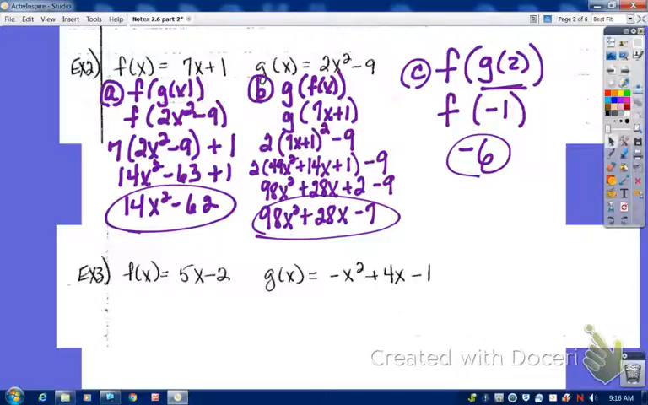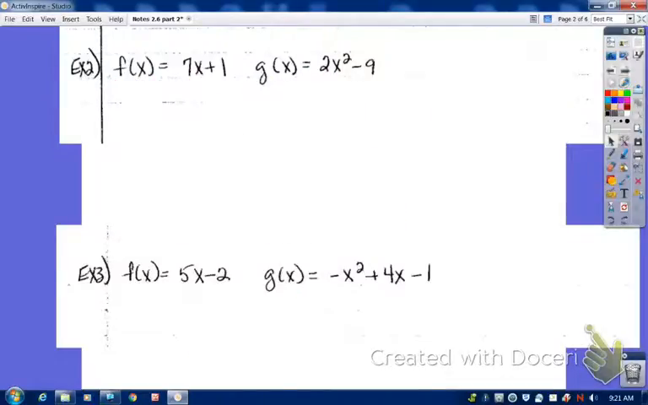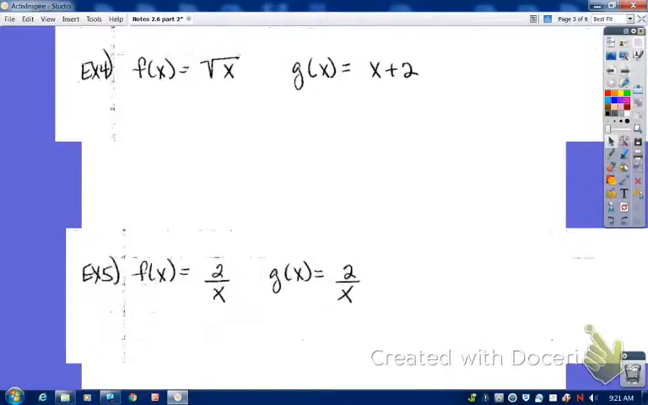Okay? For the sake of time, we are not going to do number 3. It is just like example 1 and 3. It's a little bit harder, but the concept is the same. So let's look at example 4. We got some square roots going on.